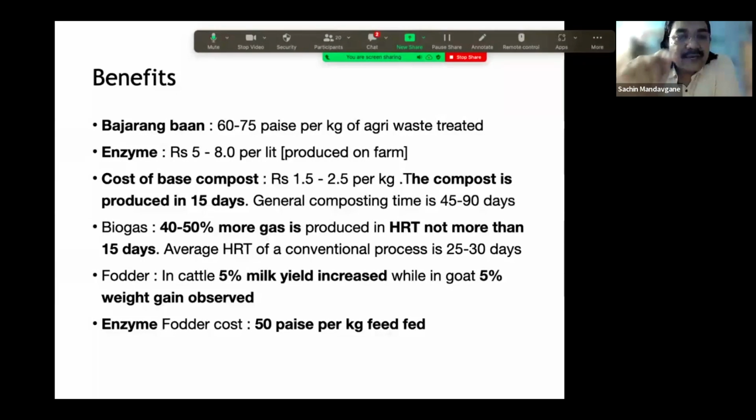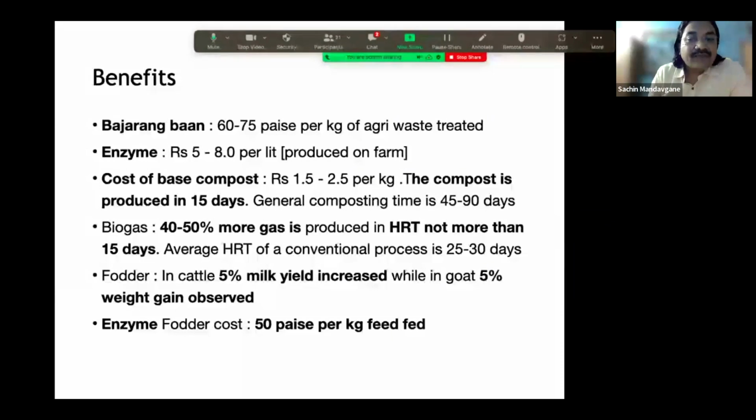We have two types of compost. One is a base compost. What is base compost? Base compost is where I have shredded the agricultural residue, I put it into the ribbon mixer, or I merely sprayed the culture over it, allowed it for 15 days for incubation, and I get the compost. That, including electricity and labor cost, varies somewhere between 1.5 to 2, 2.5 rupees per kg. A farmer can sell it at around 4 rupees or 5 rupees. This is the base compost.